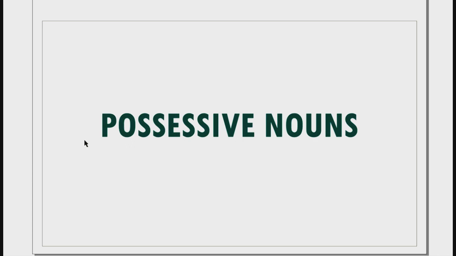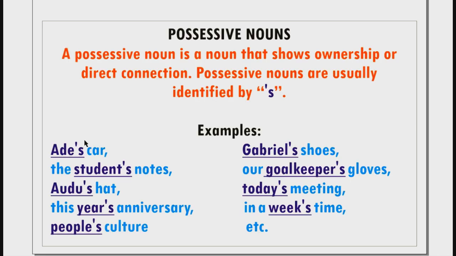Now back to it, we shall start with the definition of possessive nouns. A possessive noun is a noun that shows ownership or direct connection. So possessive nouns show ownership or a direct connection. Possessive nouns are usually identified by an apostrophe and a letter S. So take note of that, apostrophe and S. This is how we identify possessive nouns.